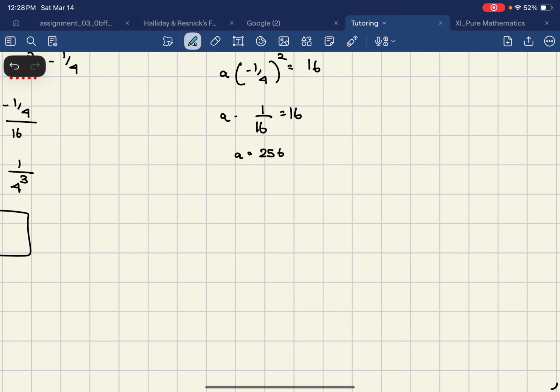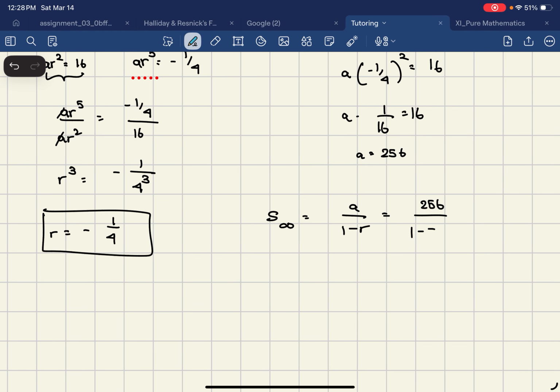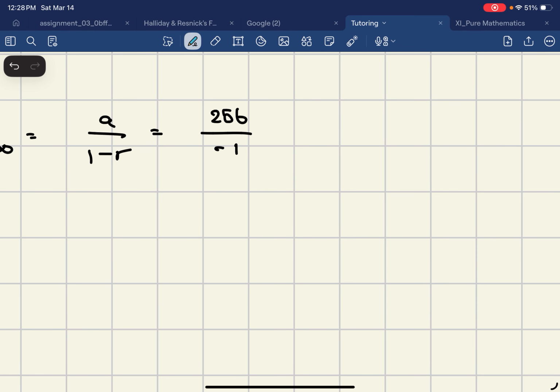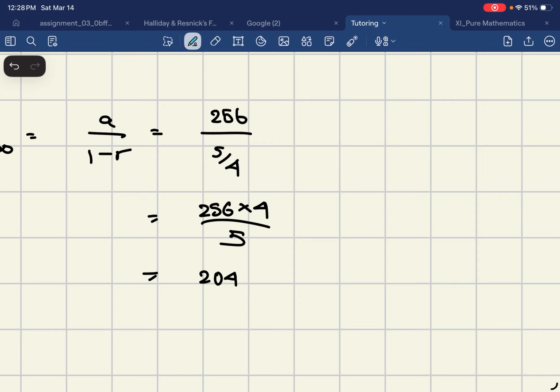And the sum to infinity is just A divided by 1 minus R. 256 divided by 1 minus of minus, so 1 plus 1 by 4, right? Minus of minus is going to give me a plus. So the denominator is just 5 by 4. So it's 256 times 4 divided by 5 if you simplify. And that gives you 204.8.